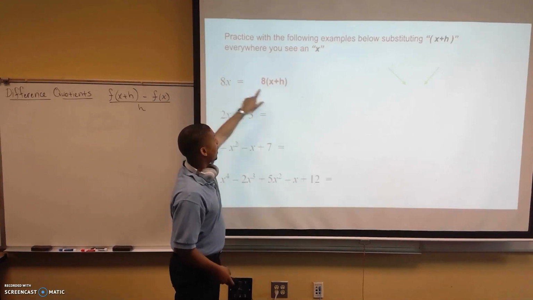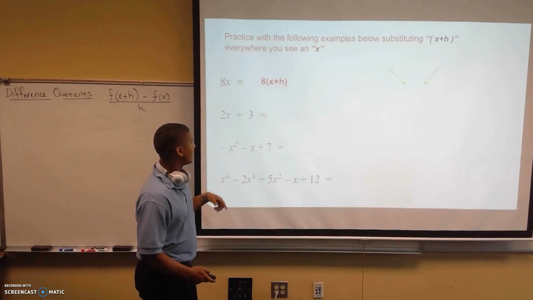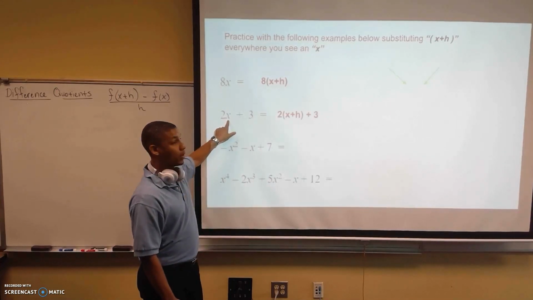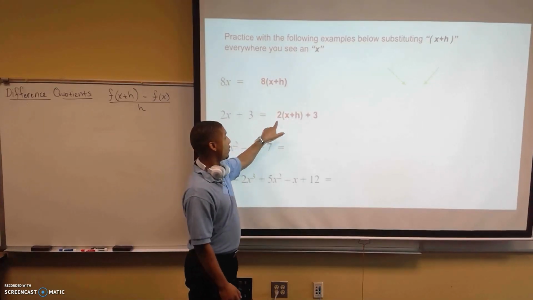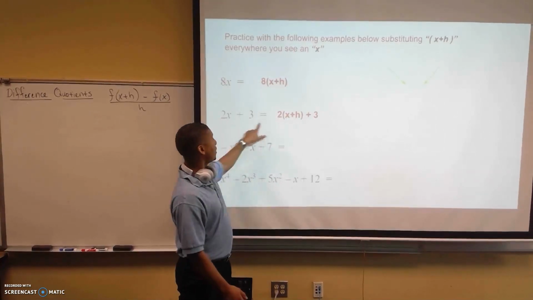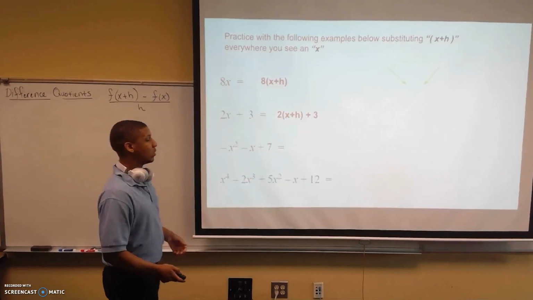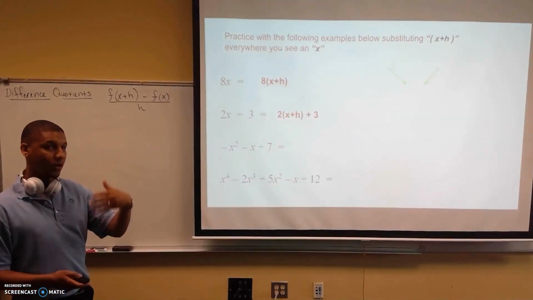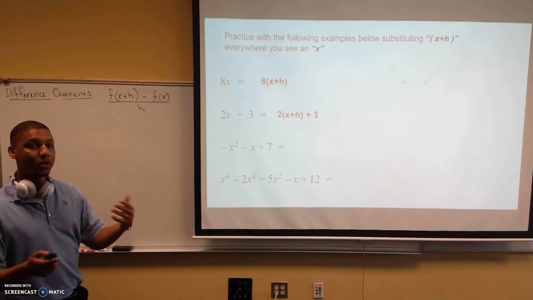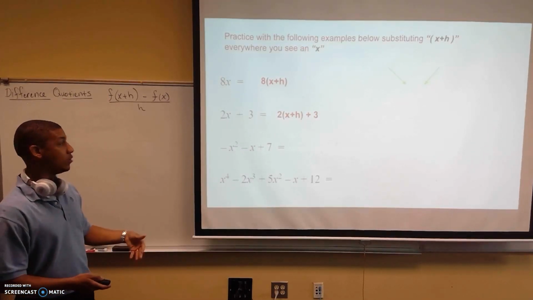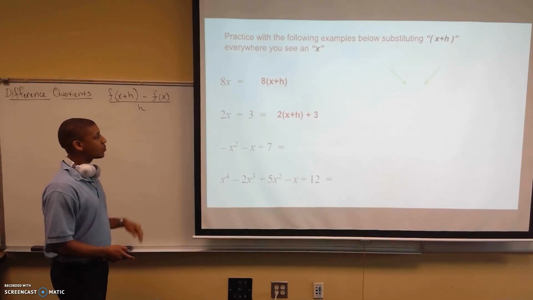I took away the x and put in x + h. Same thing here. I got rid of the x and put in x + h. Everything else remains the same. The 2 still remains and the 3 still also remains. We're not going to solve and distribute right as of right now. All we're doing is just substituting, so we can get that practice in just for this first part here.